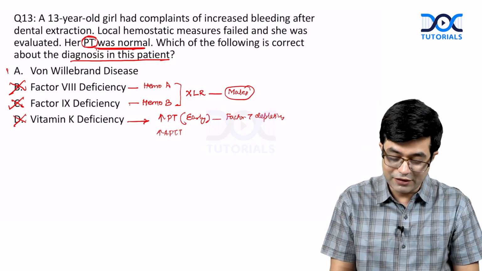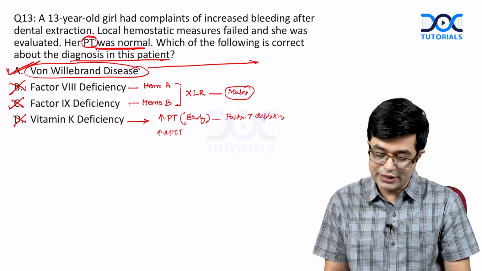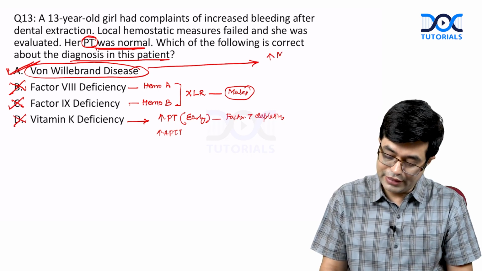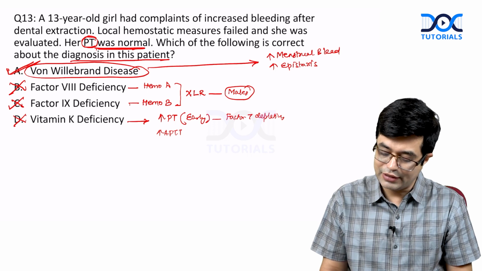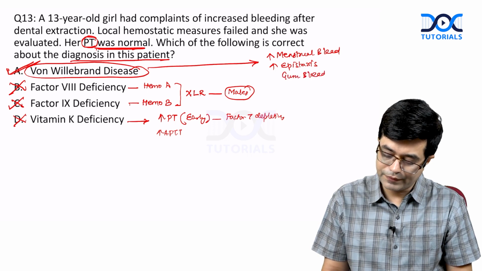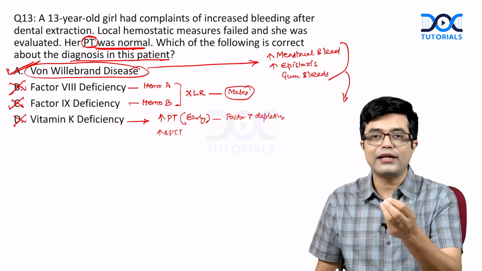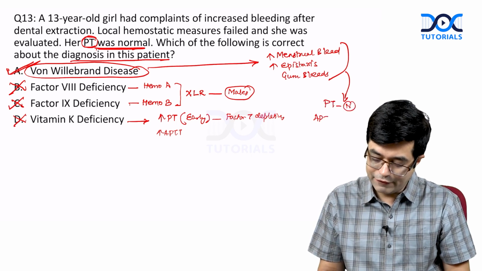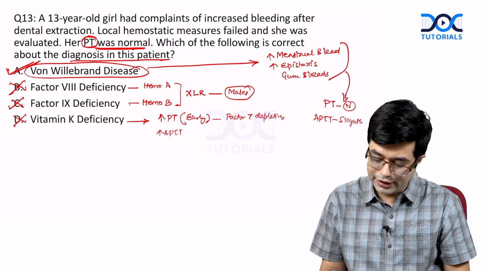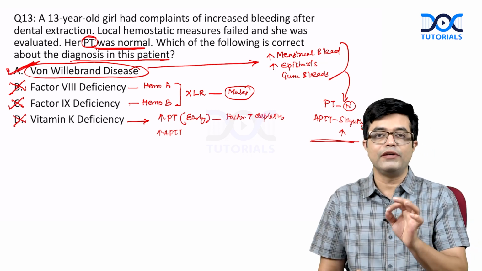What are we left with? Von Willebrand disease. Remember, von Willebrand disease can occur in males or females. These patients present with increased chances of, if it is a girl, menstrual bleed. They also have increased chances of epistaxis, that is bleeding from the nose, and they sometimes have gum bleeds as well. Also, von Willebrand factor is a carrier of factor 8. So in these patients, prothrombin time will be normal, but APTT will be found to be slightly prolonged. Rare patients, it can be normal as well. So slightly prolonged levels will be seen. So this patient is sitting into von Willebrand disease.